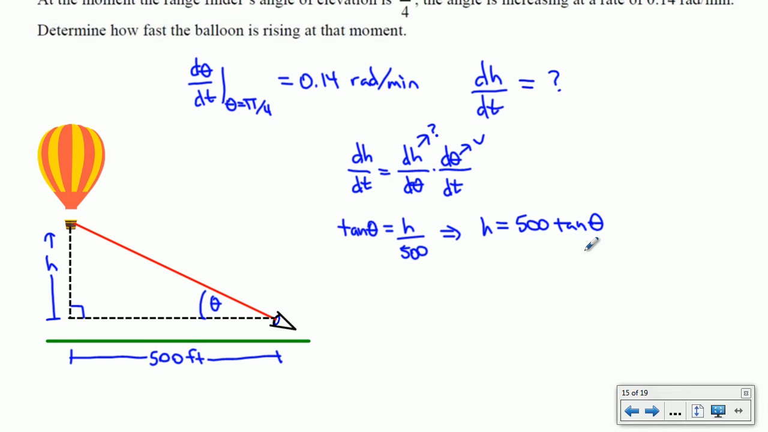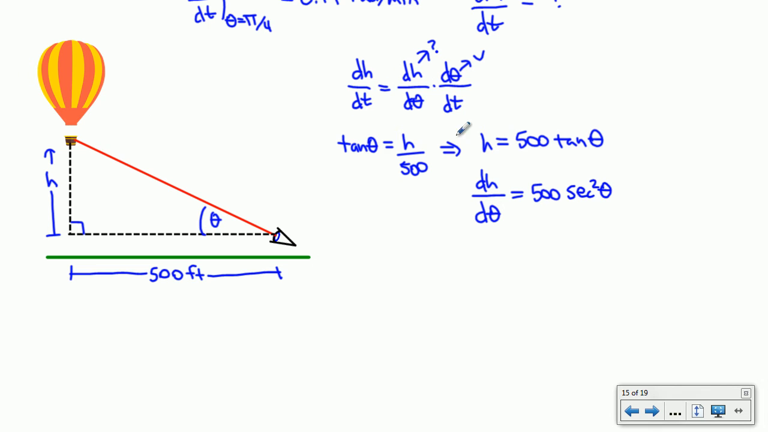So what we can do with this equation, because we know how h is related to theta, is take the derivative of the whole thing with respect to theta. So the derivative of tan is sec squared. So now we basically have everything that we need. We have dh d theta here. We have d theta dt given in the question. So it'll be dh d theta, which is this, multiplied by d theta dt, which is 0.14 rads per minute.